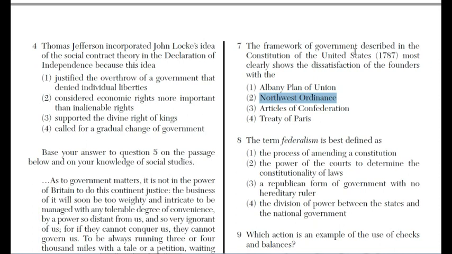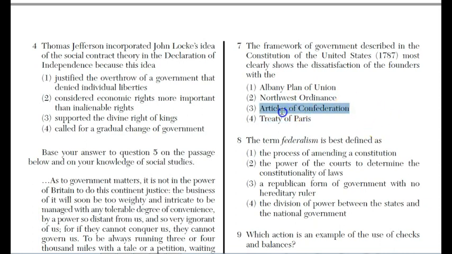Some of the money had to be set aside, if you remember, for schools in the Northwest Territory. But it actually worked very well. Nobody was dissatisfied with it. The Treaty of Paris. The Treaty of Paris is what ended the American Revolution, where the British walked away and said, okay, we give up. So Americans weren't dissatisfied with that.